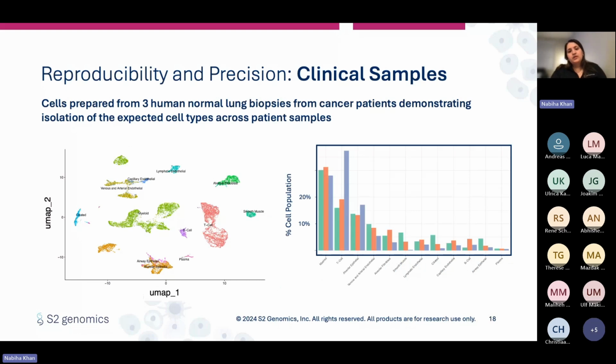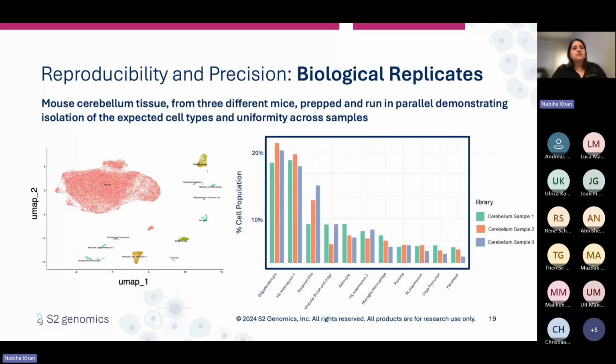Here, we show reproducibility and precision in clinical samples processed on the Singulator. Cells prepared from 3 human normal lung biopsies from 3 different lung cancer patients demonstrated isolation of the expected cell types across the 3 samples. Similarly, we show reproducibility and precision in biological replicates processed on the Singulator platform. Nuclei were prepared from 3 mouse cerebellums from 3 different mice, demonstrating isolation of, again, the expected cell types and uniformity across the samples.